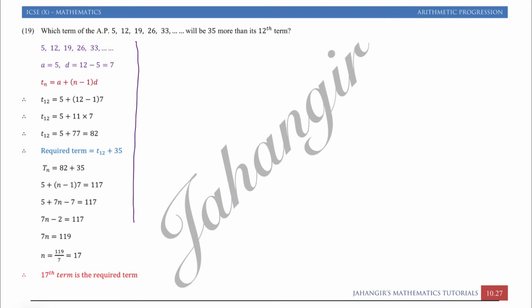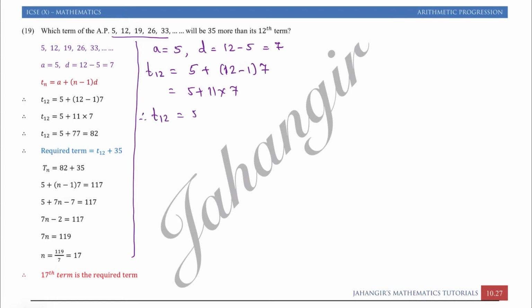Question 19. Which term of the AP 5, 12, 19, 26, 33 will be 35 more than its 12th term? So first we are going to find the 12th term of this sequence. So writing A as 5, which is the first term, D is the common difference, that is 12 minus 5, which is 7. So here first I will find the 12th term, that is T12 is equal to A, 5, plus (n minus 1), that is 12 minus 1, into 7. So 5 plus 11 into 7. So therefore T12 is equal to 5 plus 11 times 7, 77, which is 82.